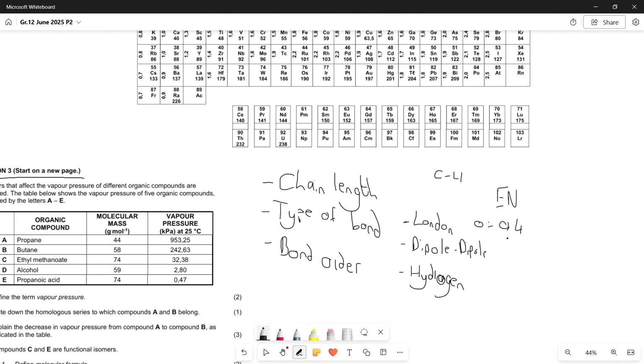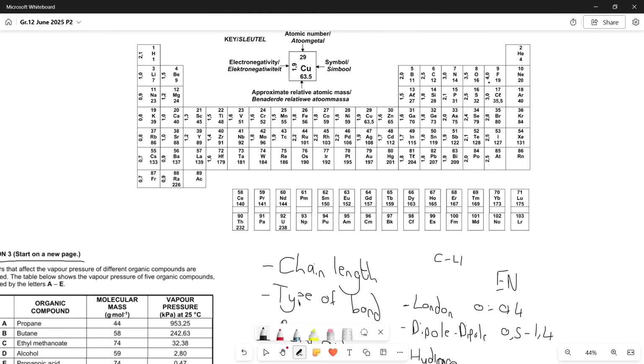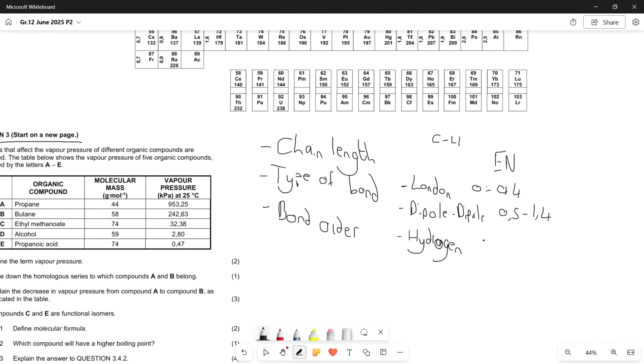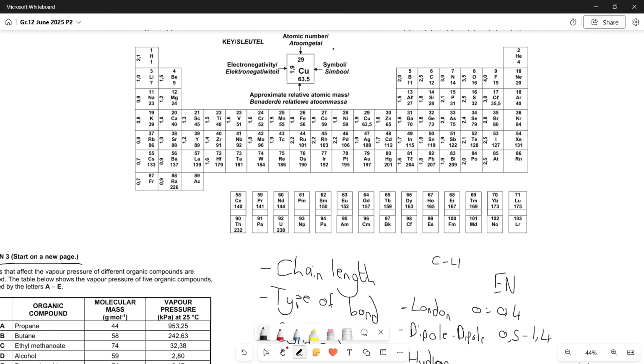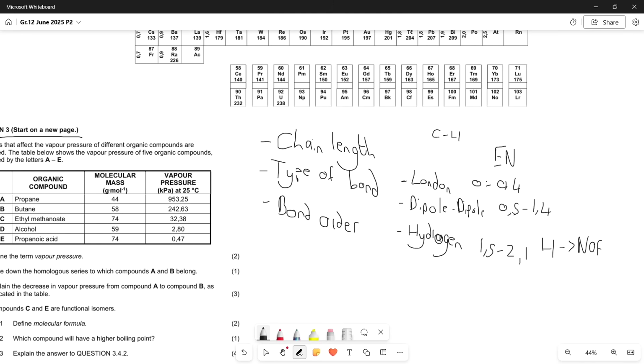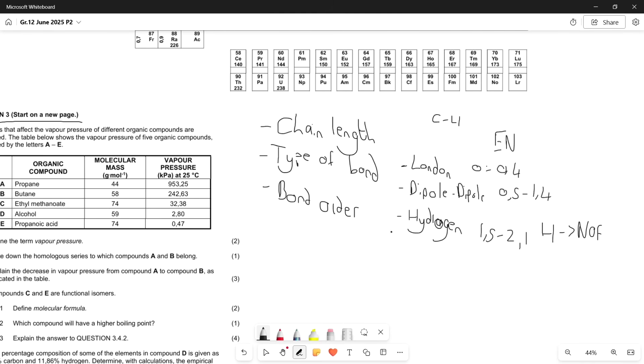We then take it a step further with dipole-dipole, which has a range of 0.5 to 1.4. And that'll be most haloalkanes, where we have a halogen on our hydrocarbon chain, as well as an ester, for example. And then the last one is hydrogen bonds, or H bonds, and that is from 1.5 to 2.1. The way that we remember hydrogen bonds is HNOF, where we have a hydrogen with a nitrogen, an oxygen, or a fluorine. So that'll be our hydrogen bond, and usually that'll include alcohols and carboxylic acids. So that'll be type of bond determined by the functional group.